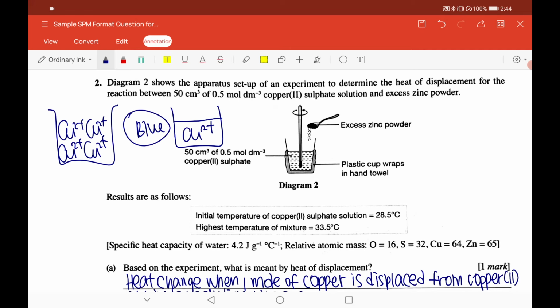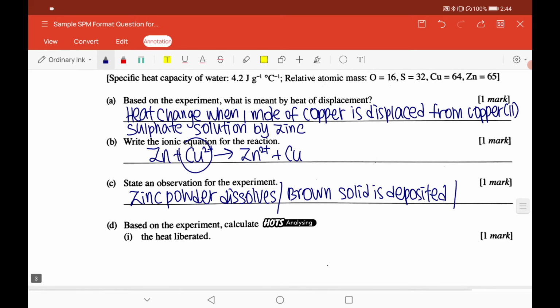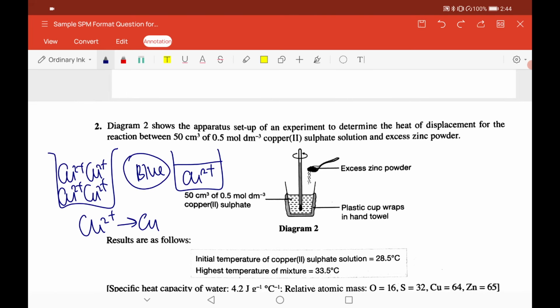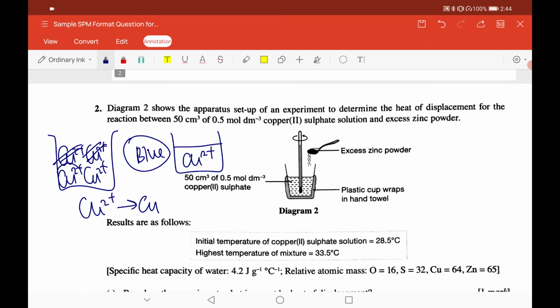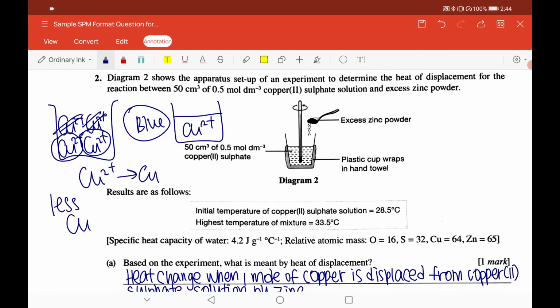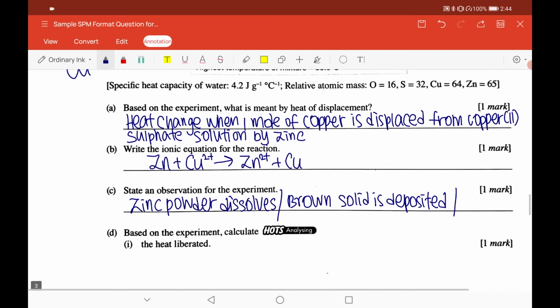Now we can see the Cu2+ converts to Cu, right? As you can see here, the Cu2+ converted to become Cu. So when the Cu2+ converts to Cu, the Cu2+ becomes lesser, right? You can see the number of Cu2+ becomes lesser and lesser. So when the number of Cu2+ becomes lesser, the blue color also will become lesser.